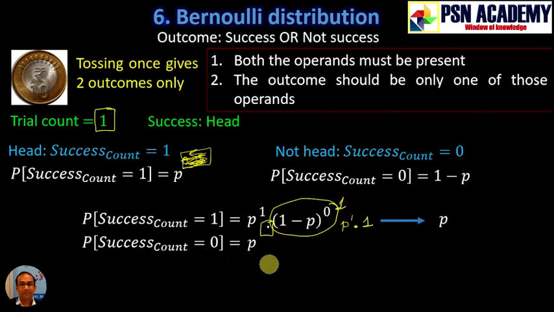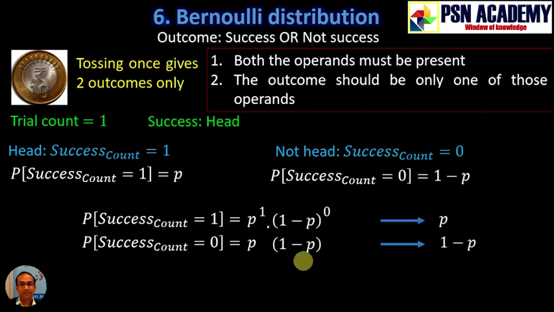In case of probability of success count equal to 0, you have P and 1 minus P, both of them. Let me clean this up. And still you want a 1 minus P from this system, right? So what you do, you provide a power 1 to 1 minus P. And if you want to deactivate P now, you provide a 0 over here and you push a dot operator. There is a multiplication operator, right?